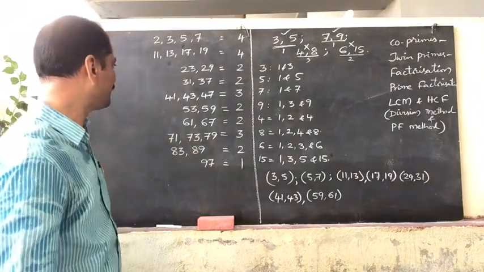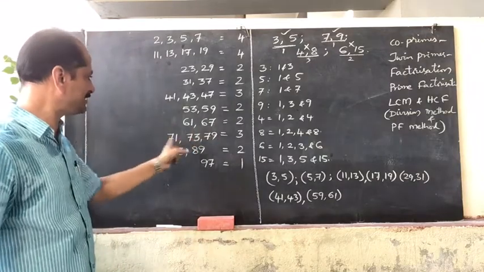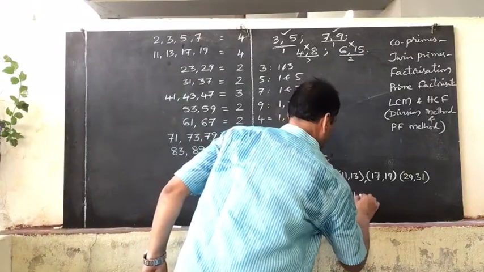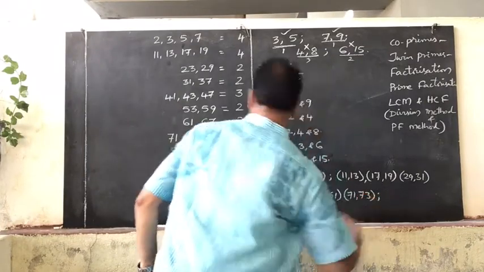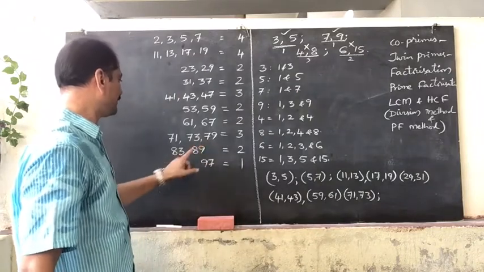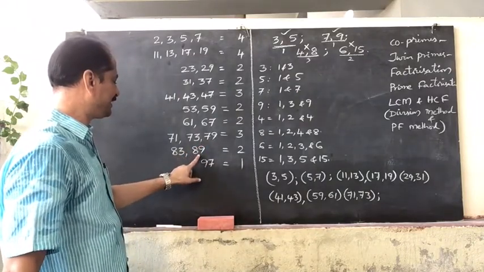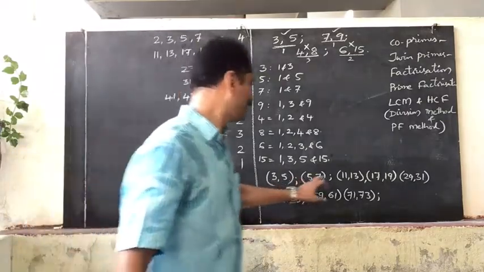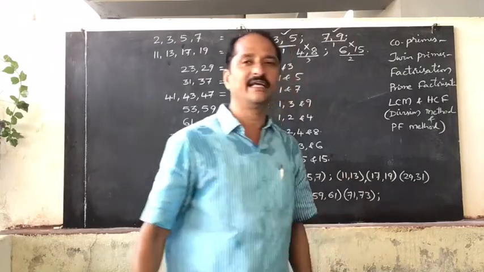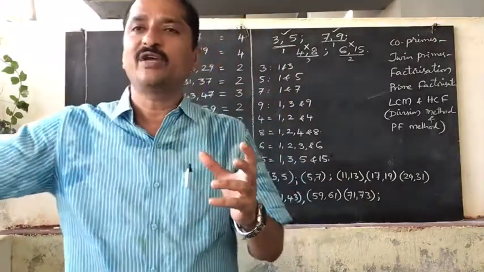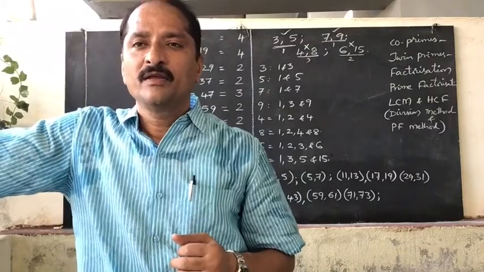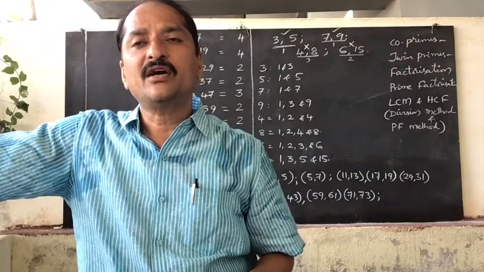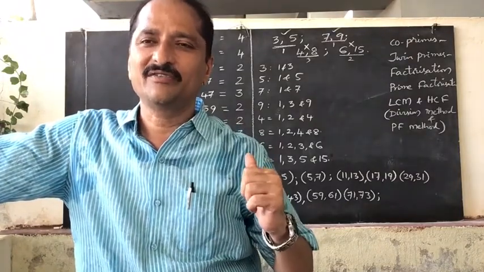Then afterwards, 67, 71, no. 71, 73, this is also a pair of twin primes. 73, 79, no. 79, 83, no. 83, 89, no. So there are 1, 2, 3, 4, 5, 6, 7, 8 pairs of twin primes between 1 to 100. Now these are called twin primes.